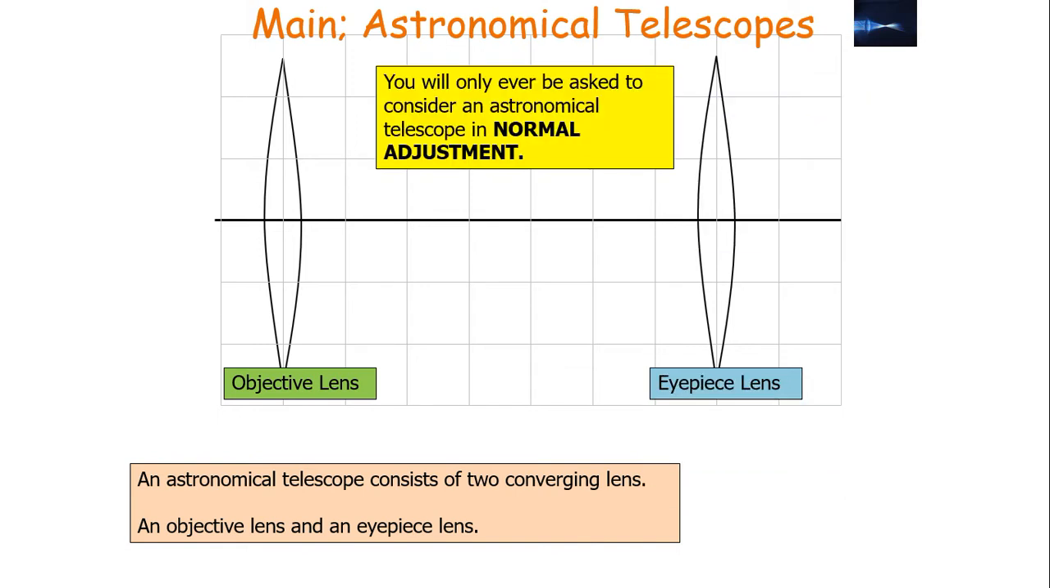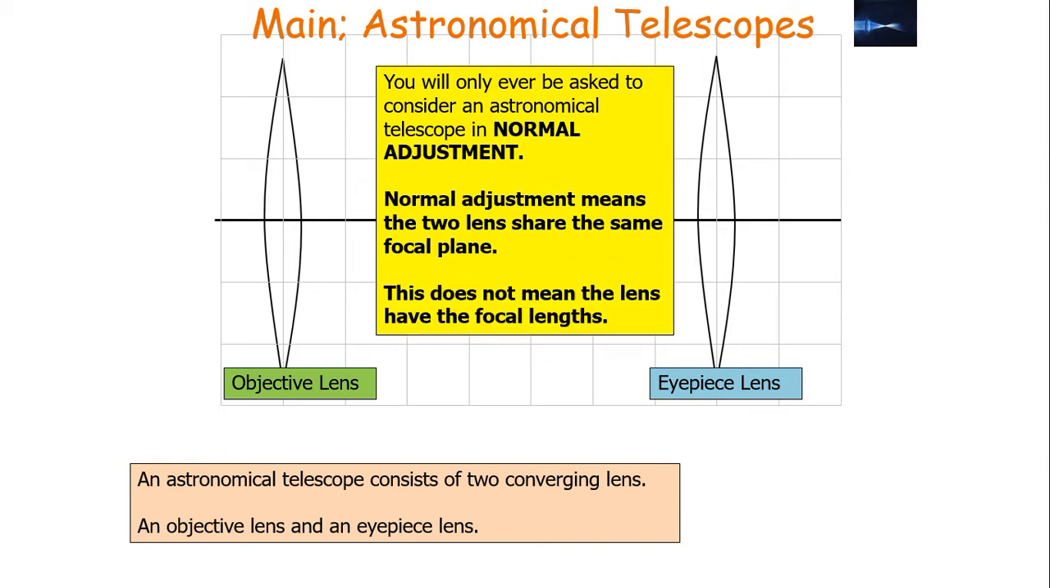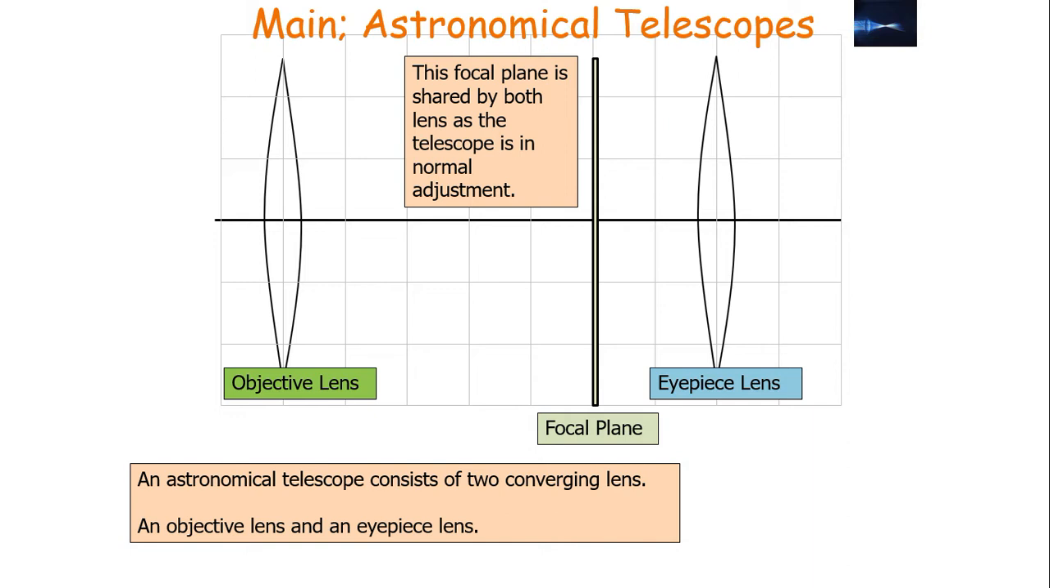You would only ever be asked to consider an astronomical telescope in what we call normal adjustment. Normal adjustment means the two lenses share the same focal plane. This doesn't mean they've got the same focal length, it just means that they've been aligned so they share the same focal plane. Many telescopes are kept in normal adjustment in the real world, however some telescopes are actually kept out of normal adjustment. But in an A-level exam we'll only ever consider a refracting telescope where the two lenses are in normal adjustment.